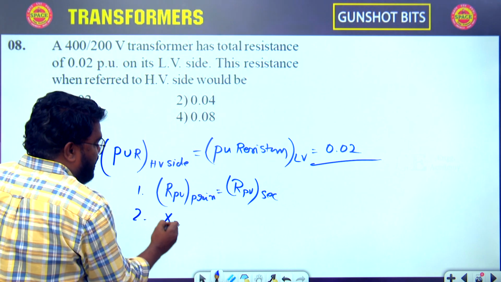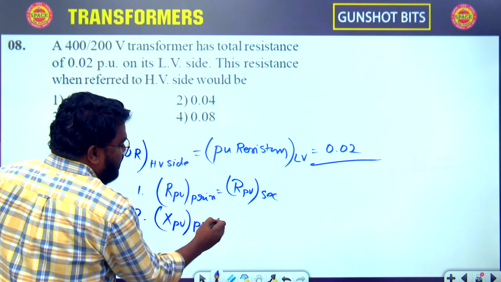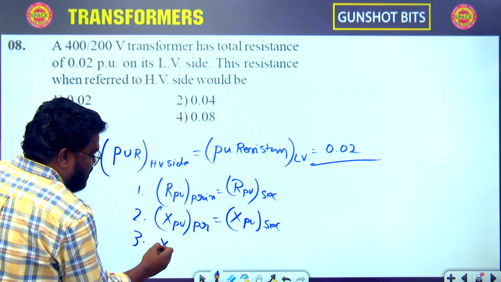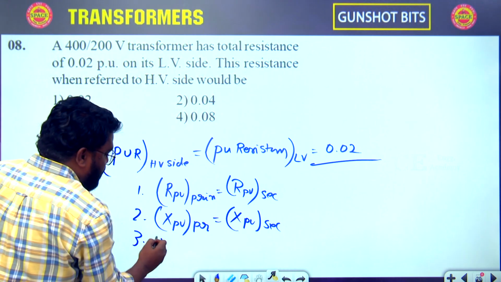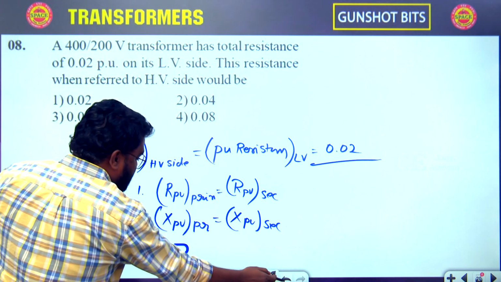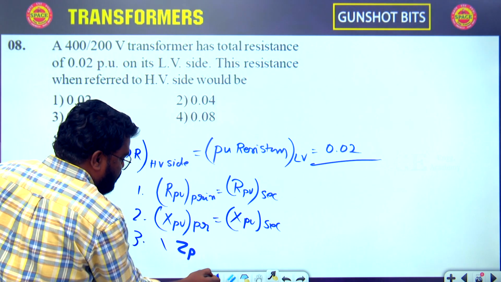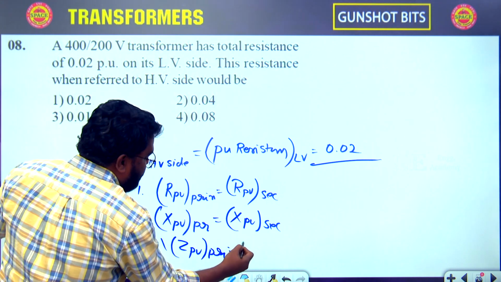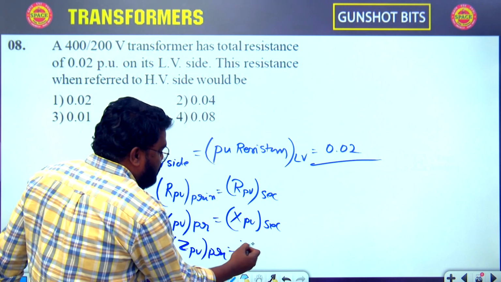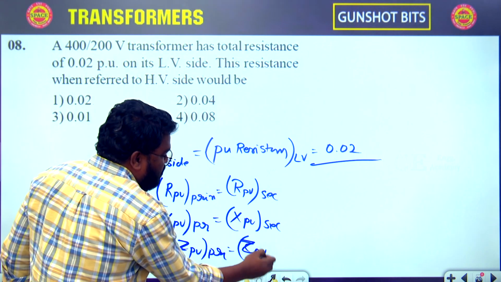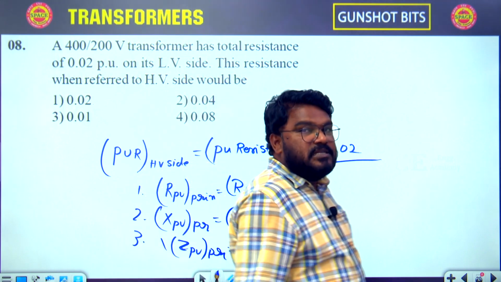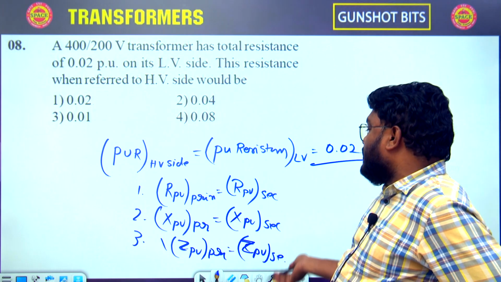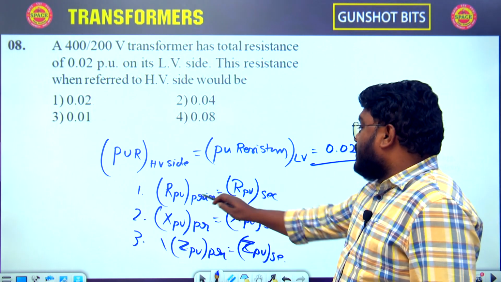Similarly, the per unit reactance referred to the primary side is equal to the per unit reactance referred to the secondary side, and also the per unit impedance of the transformer referred to the primary side. The X per unit value, or Z per unit, referred to the primary side is equal to Z per unit of the transformer referred to the secondary side. The resistance, reactance, and impedance in per unit values are equal on both sides of the transformer.